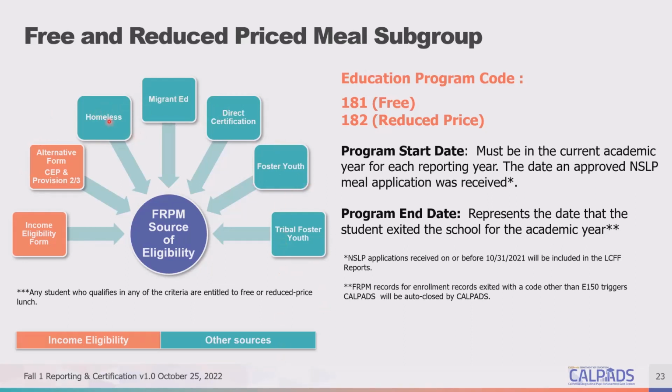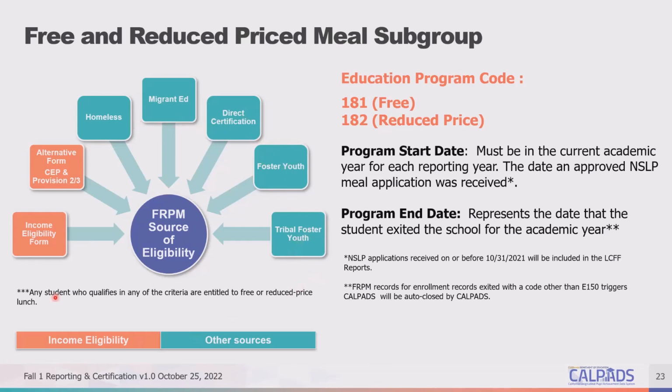So you have your homeless, migrant ed, and if a student is directly certified, if a student is matched as foster youth, and if a student is determined as tribal foster youth, they automatically qualify for free lunch. However, you really don't need to submit a 181 or 182 for them, since CalPADS will automatically count them as long as you report their SPRG records for these eligibilities.